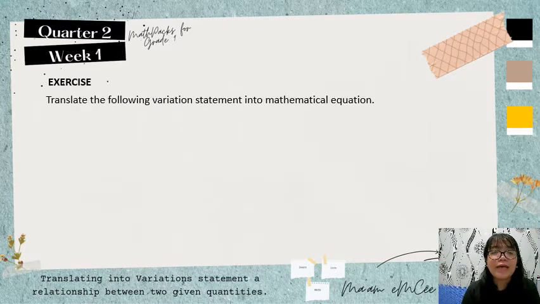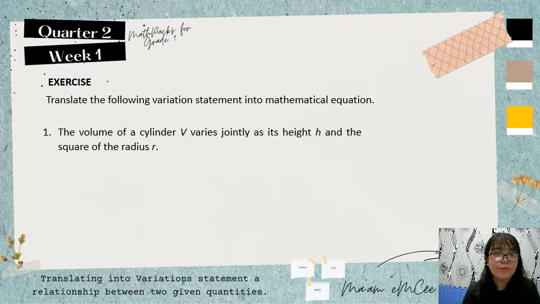Okay, so let us have some exercises. Again, translate the following variation statement into a mathematical equation. First, the volume of a cylinder V varies jointly as its height h and the square of the radius. Now, take note of these words. We have here the square of the radius r. So how do we square the radius?